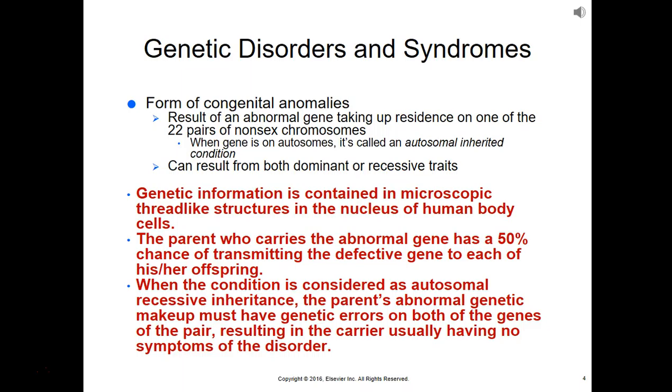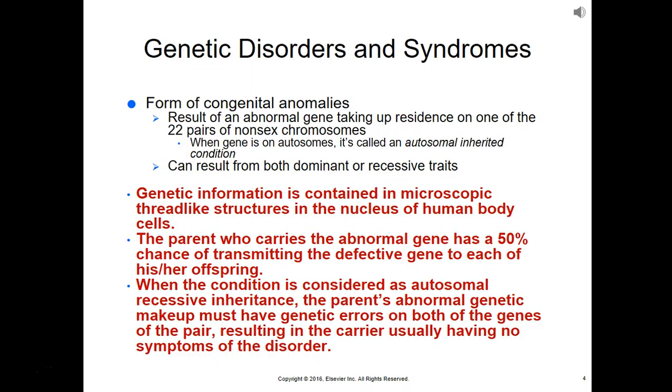It could happen, could not happen. When the condition is considered as autosomal recessive inheritance, the parent's abnormal genetic makeup must have genetic errors on both of the genes of the pair, resulting in the carrier usually having no symptoms of the disorder. Which means that the parent who is a carrier for that disorder is unlikely to have symptoms, however, their child will.